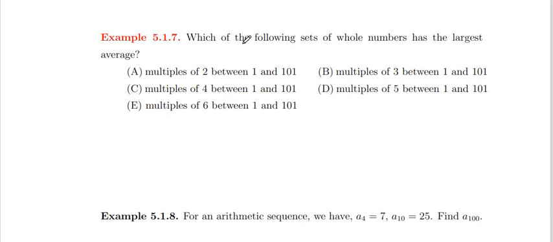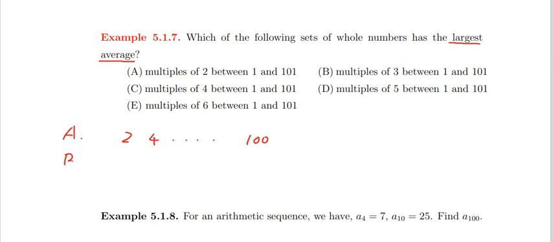Here's a problem. Which of the following sets of whole numbers has the largest average? Largest average. So let's check. Let's say A is the multiples of 2 between 1 and 101. So A is just 2, 4, 6, up to 100, right? So this is for A.